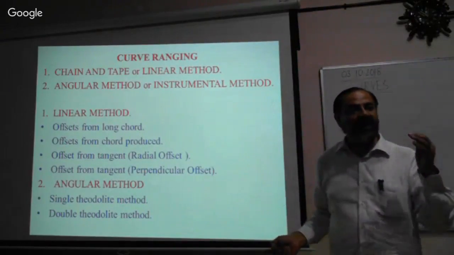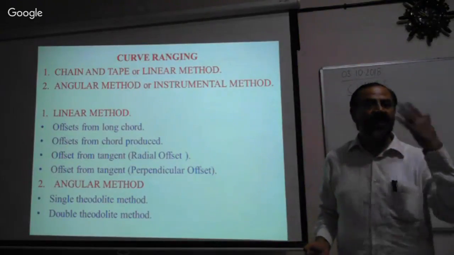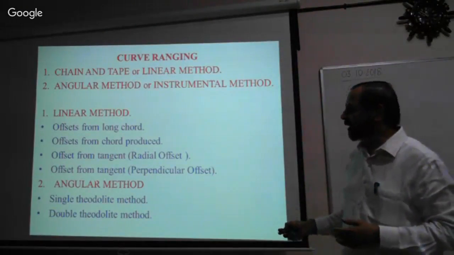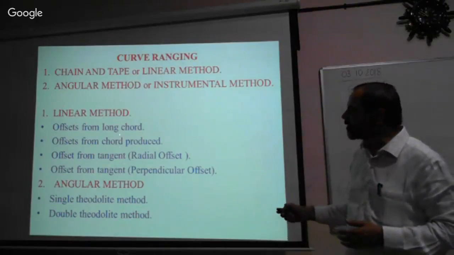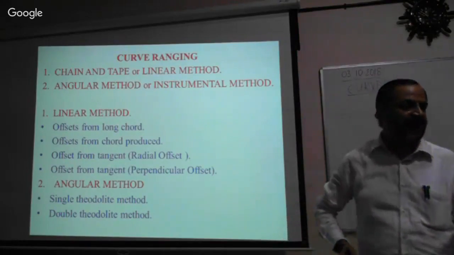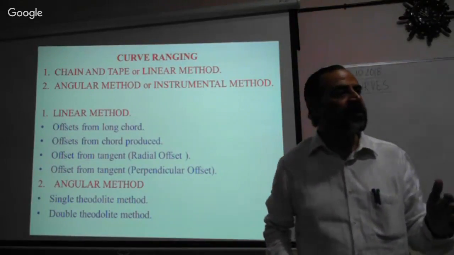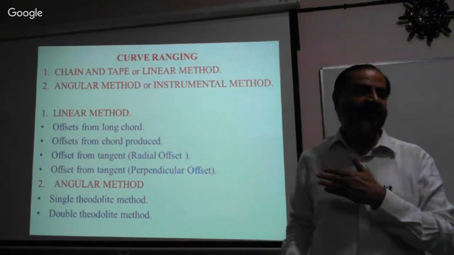Now these are the different methods employed in ranging the curves. The first method is the linear method. The second method is the angular method. These are the methods used for smaller curves, like a village road. For smaller curves we can employ this.